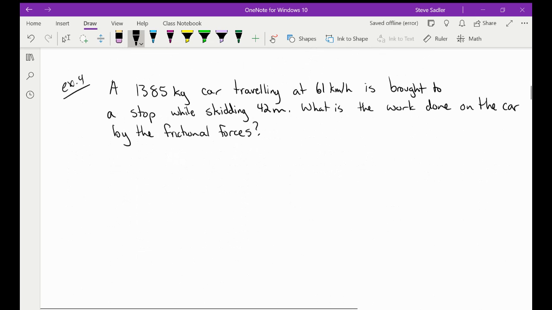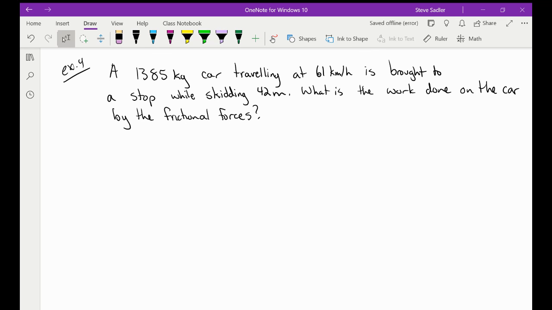Okay, let's dive into a trickier one. A 1,385 kilogram car traveling at 61 kilometers an hour is brought to a stop while skidding 42 meters. What is the work done on the car by the frictional forces? So if we have our car, we know we have a force of gravity and we have a normal force. And this car is coming to a stop. So let's say it's moving in that direction, but it's coming to a stop. It's skidding, it's locked its tires up, so the only force acting is the force of friction.